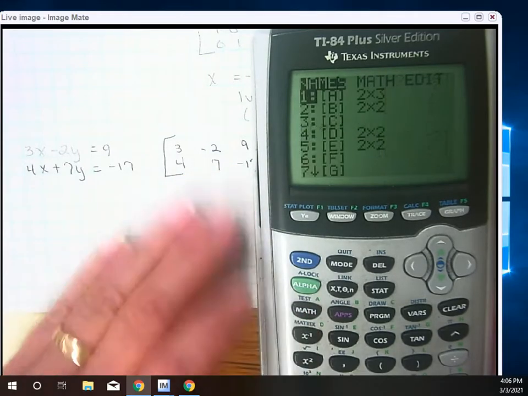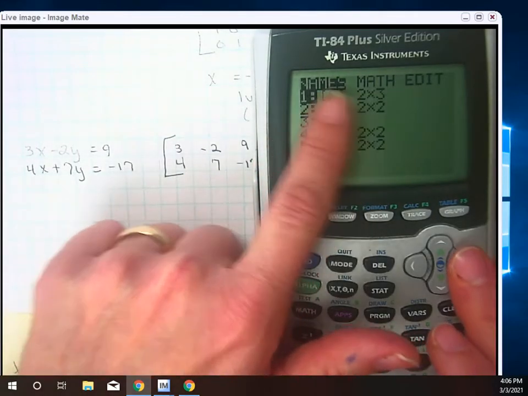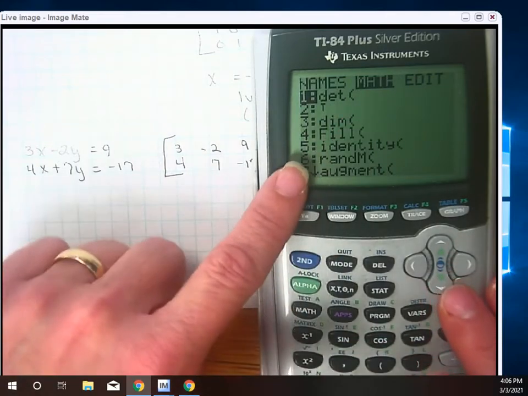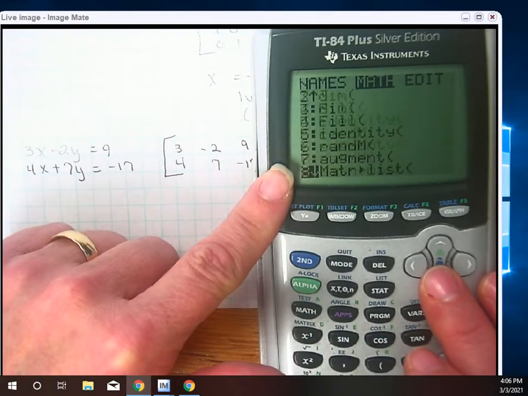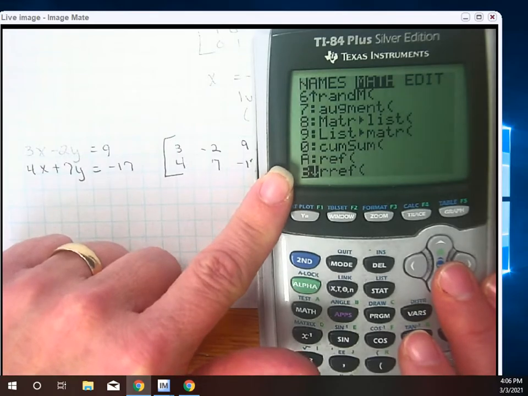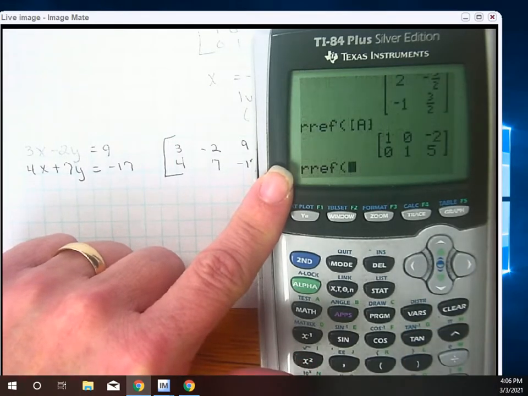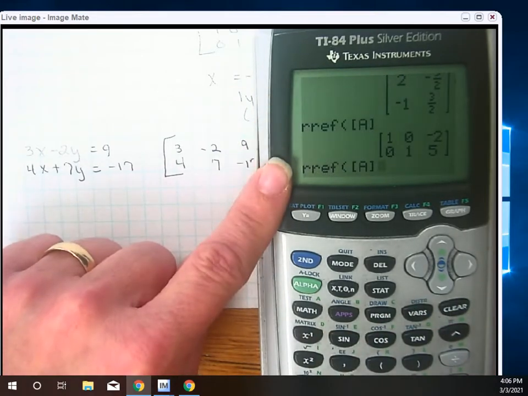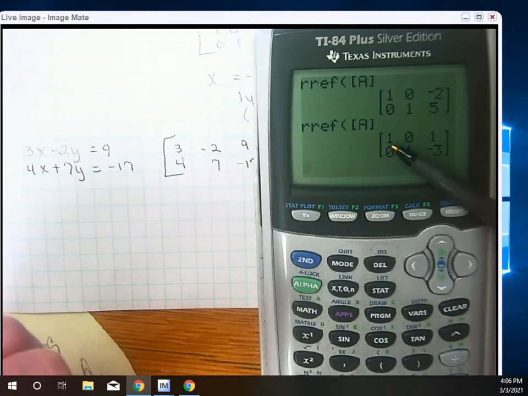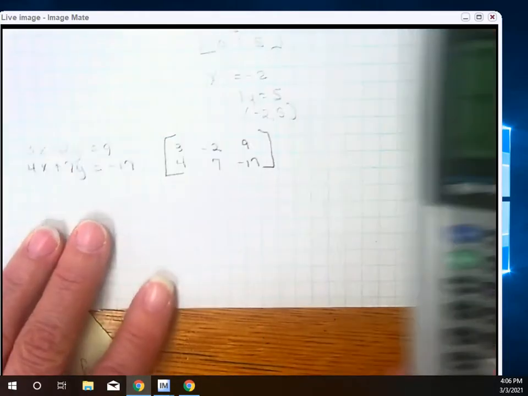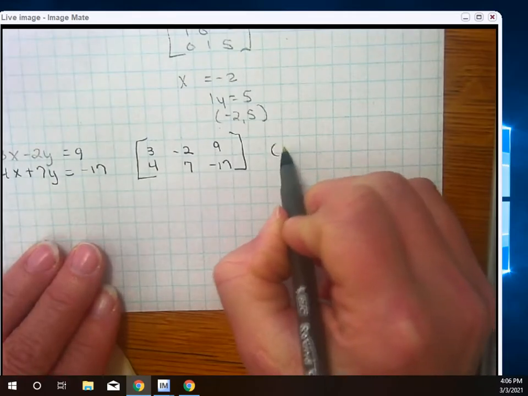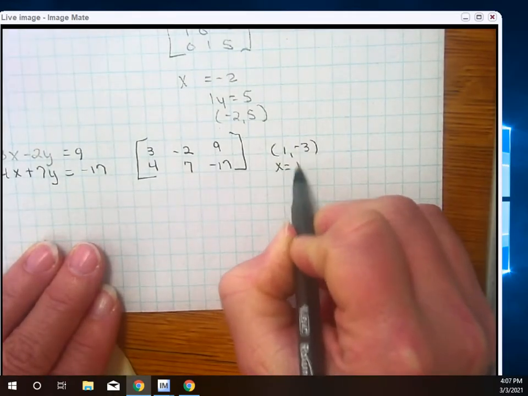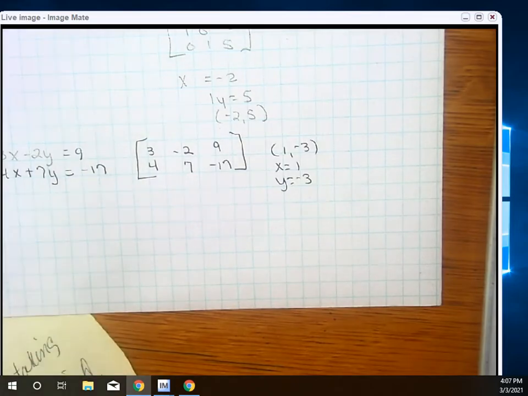I'm going to do some mathematics on it, so I'm going to arrow over from the name section to the math section, and I'm going to arrow down until I find rref, reduced row echelon form, and I need that one. And I'm going to select my value of A, and I have 1x is 1 and 1y is negative 3. So the answer is 1, negative 3. x equals 1, y equals negative 3. And that should do it.